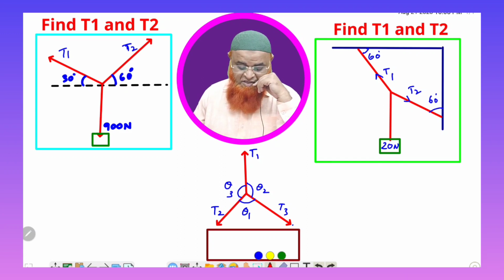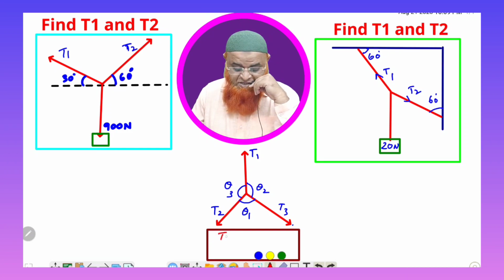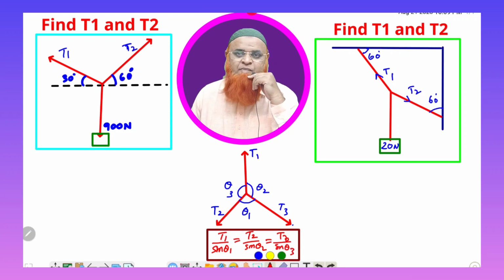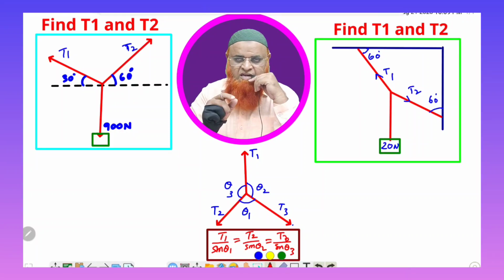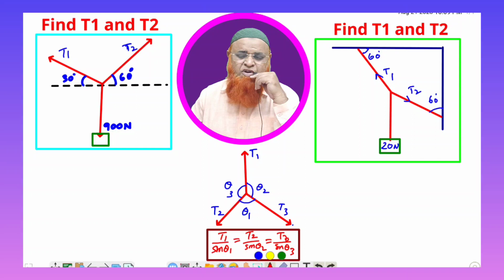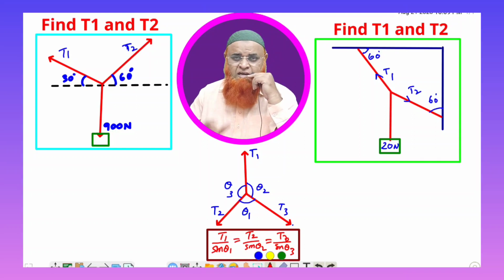According to Lamy's theorem, you can write like this: tension T1 by sin theta 1 is equal to tension T2 by sin theta 2 is equal to tension T3 by sin theta 3. That is called Lamy's theorem. So tension and sine of the angle opposite to it. That's it. That is going to be the Lamy's theorem equation.